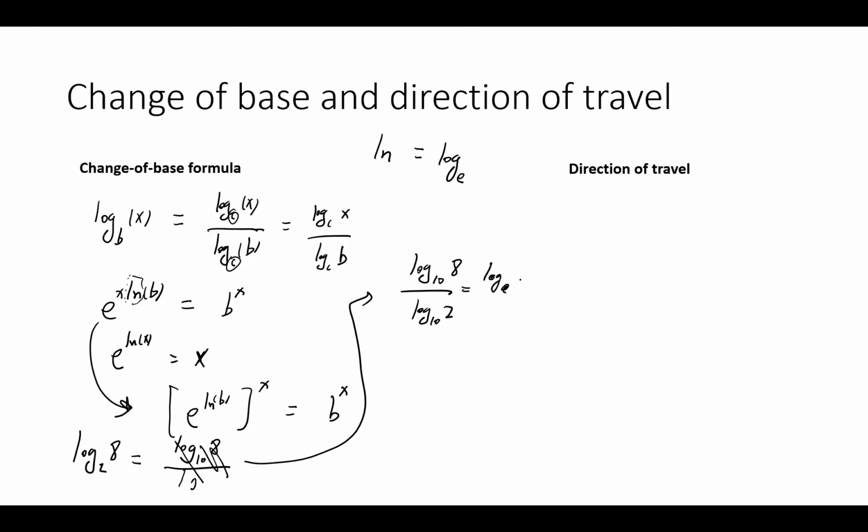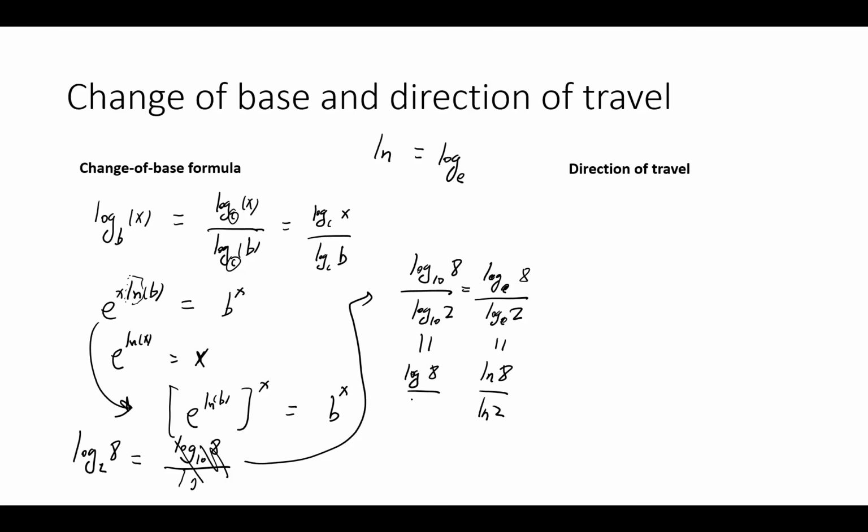is base e. So log e of 8 over log e of 2, right? Because now this also equals ln 8 over ln 2. So this is how we often write the log with base e, with ln. This also equals log.